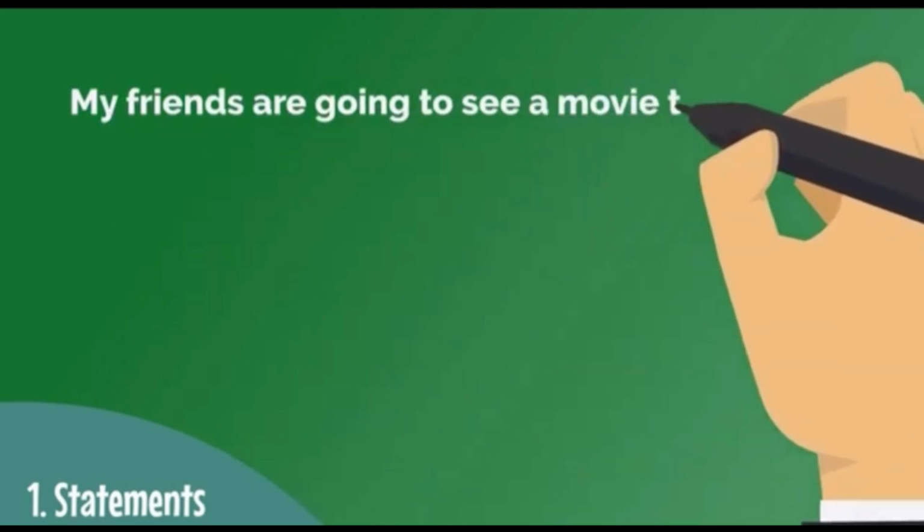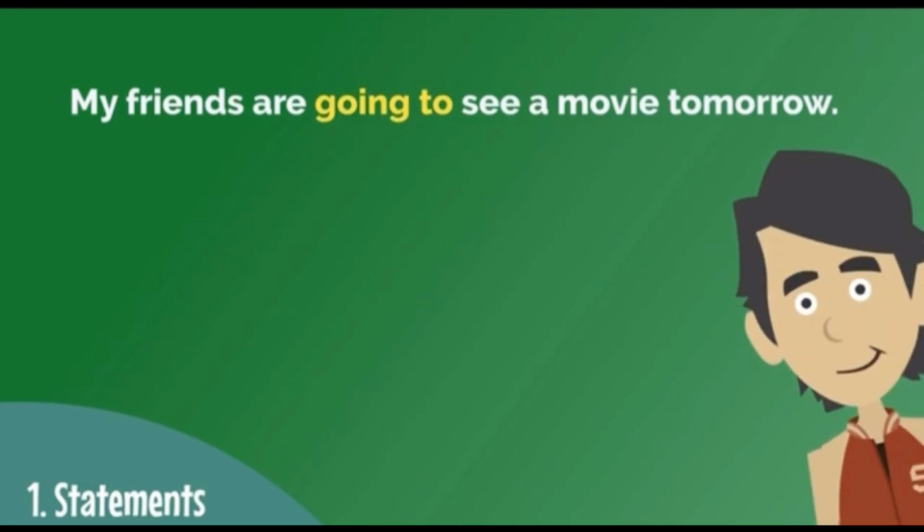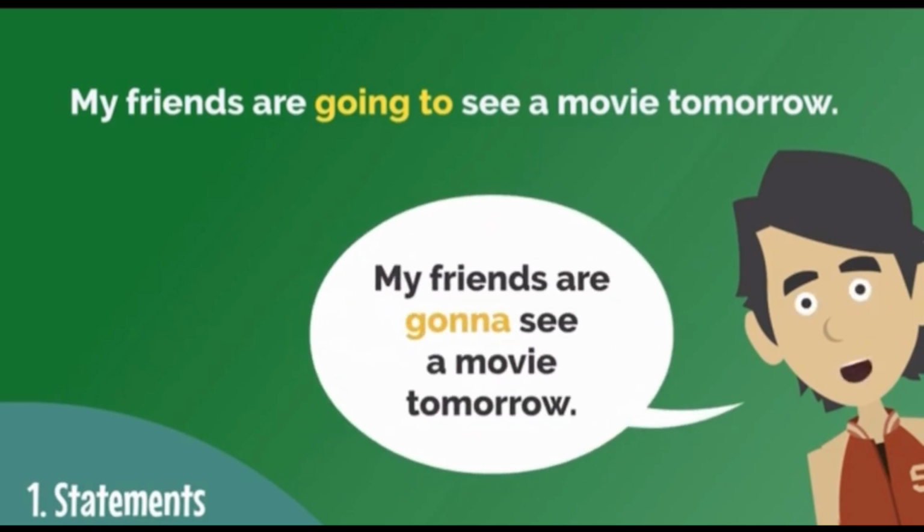When we write about the future, using going to, we always write the full, complete words, going to. In spoken English, however, we usually pronounce the words going to as gonna. My friends are gonna see a movie tomorrow.